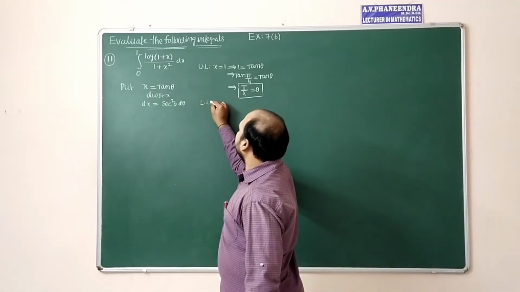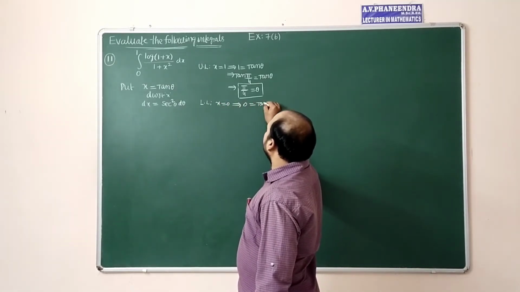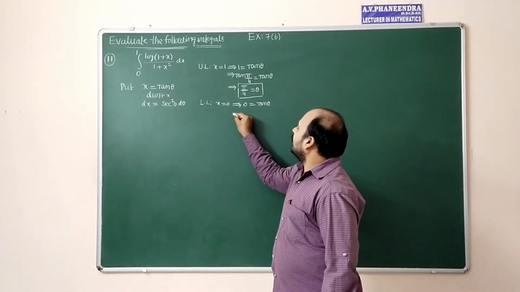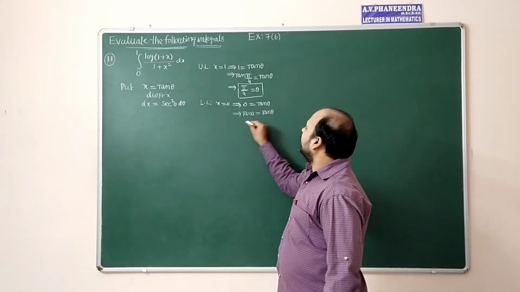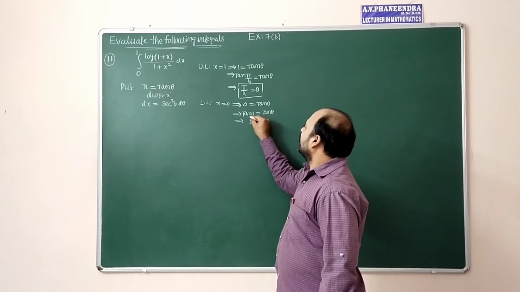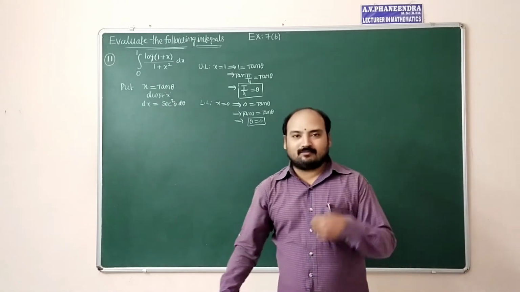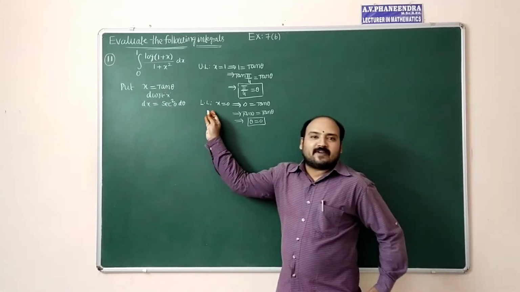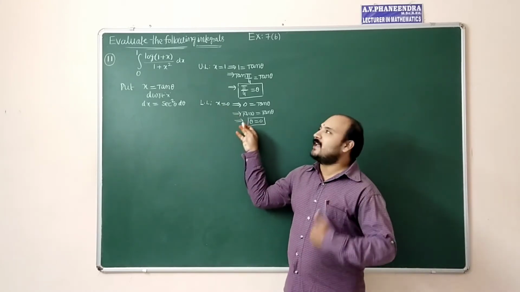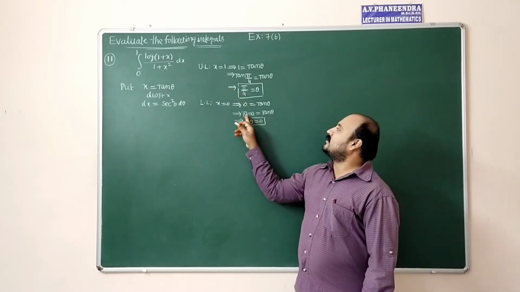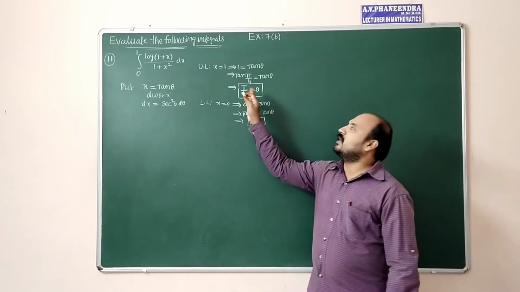Come to the lower limit. When x is equal to 0, 0 equals tan theta. That implies 0 can be written as tan 0, so theta equals 0. Here one doubt will arise: Sir, why can't we take tan pi? Observe that this is the lower limit value, and the lower limit value is always less than the upper limit value. That is the reason tan pi is not possible, only tan 0. So now the lower limit is 0 and the upper limit is pi by 4.